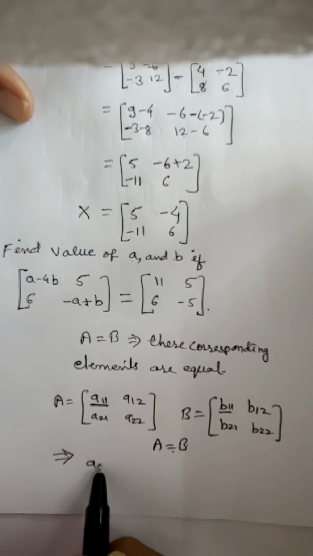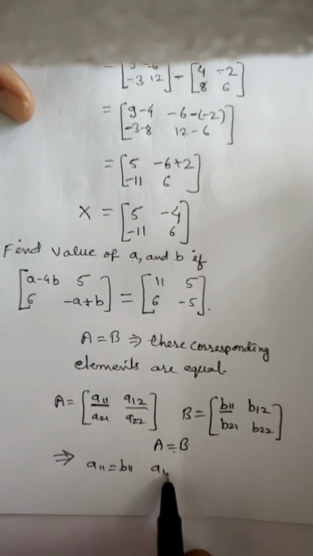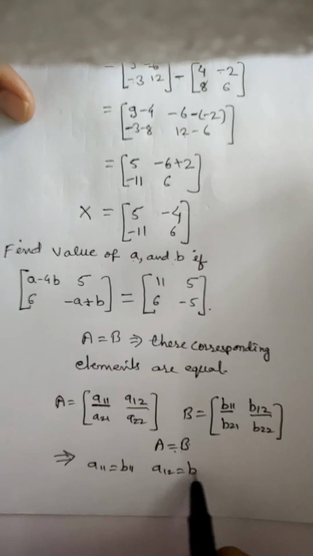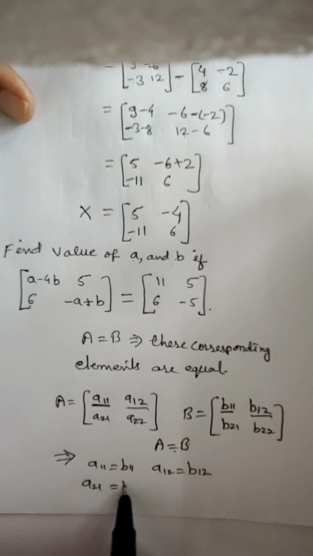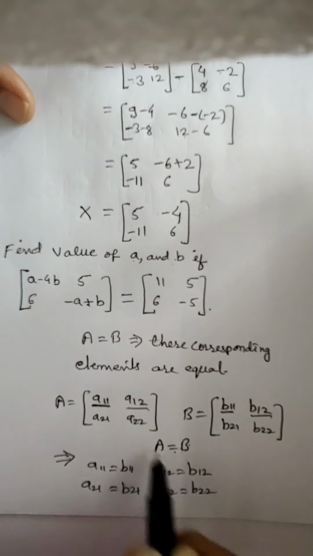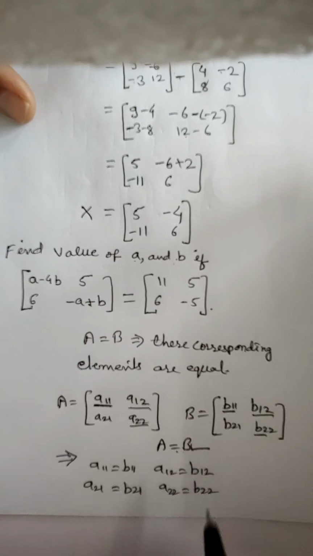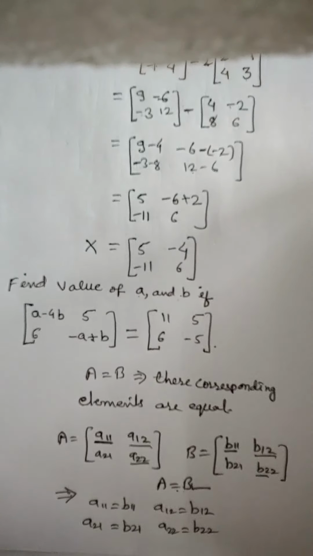This implies A11 equal to B11, A12 equal to B12, A21 equal to B21, A22 equal to B22. That's the meaning of this equivalence thing. Otherwise, there is no chance that two matrices are equal. Okay? Clear? Got it? Okay.